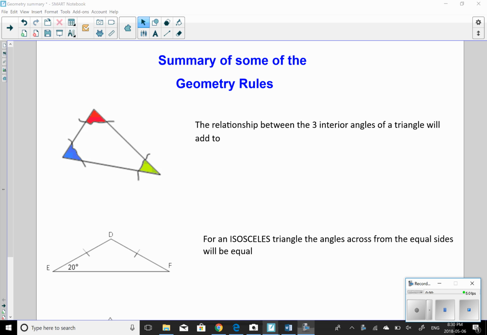This video will go through some of our geometry rules. So here we have one of our very first rules for a triangle. If I add angle A, angle B, and angle C in any triangle, the three angles always add up to 180 degrees. So three angles in a triangle will always add up to 180.